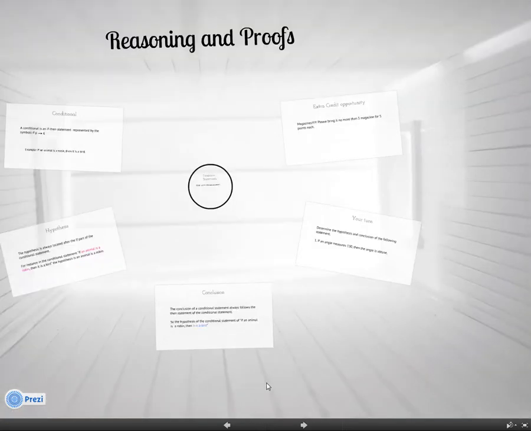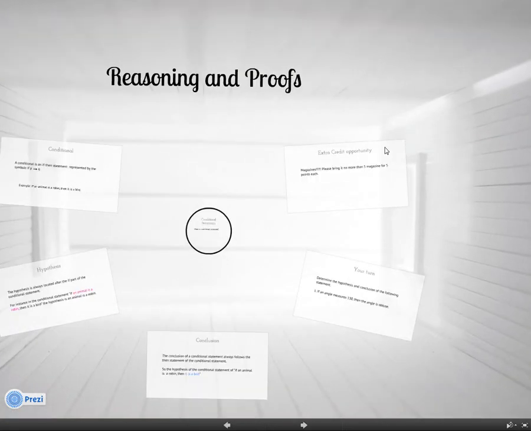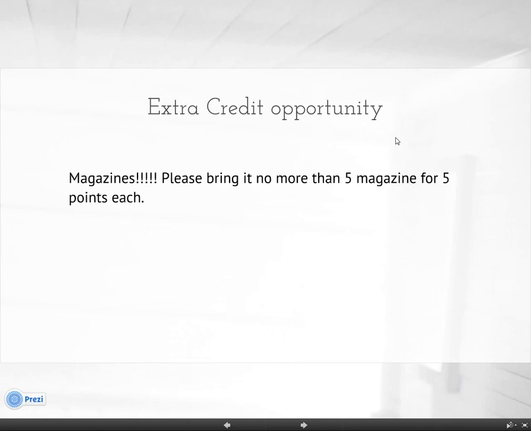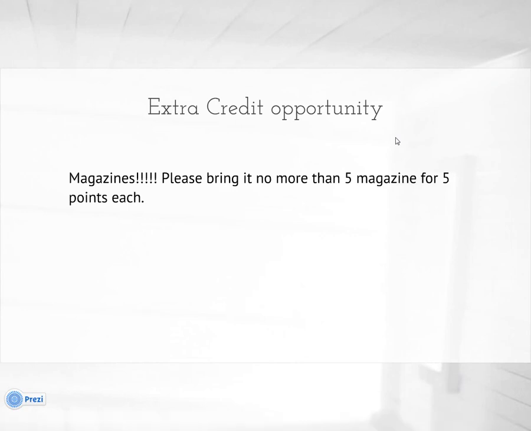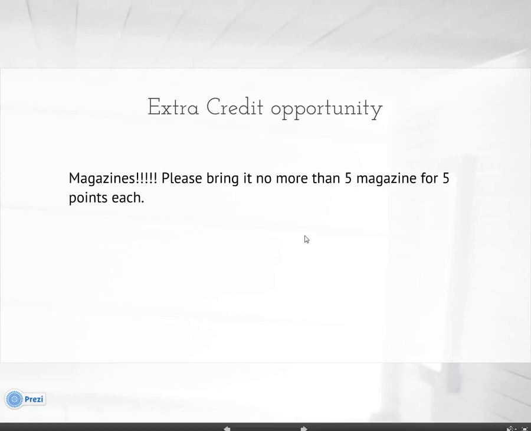And then finally, a lot of you might be interested in some extra credit opportunity. We're going to be looking at some magazine ads and writing conditional statements from it. So if you would like some extra credit, please bring in magazines. They're 5 points each, but you cannot bring any more than 5 magazines. You're going to be using this in class.